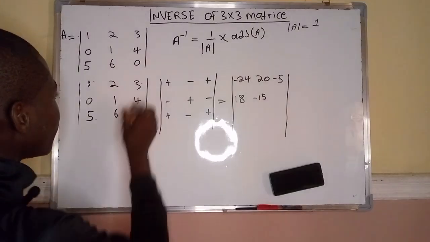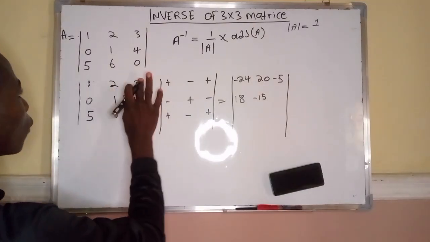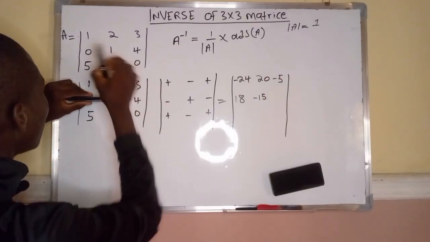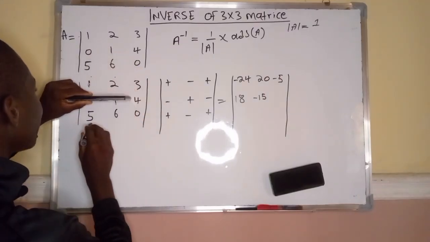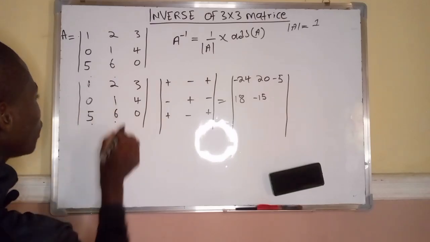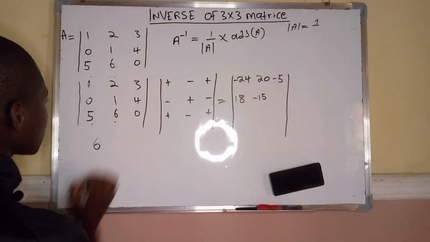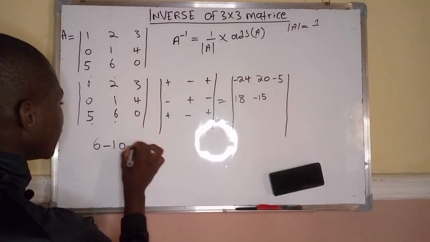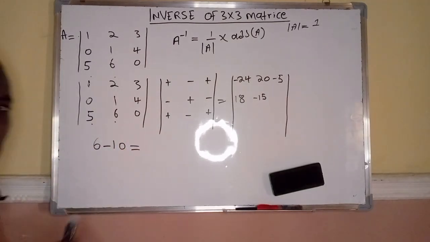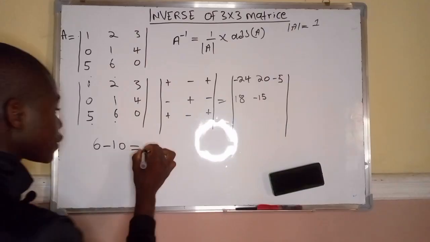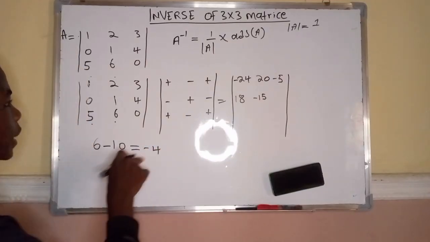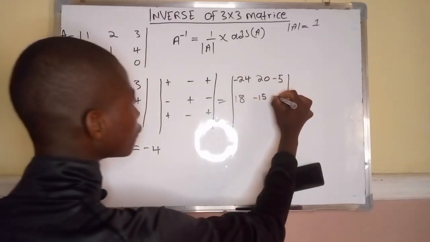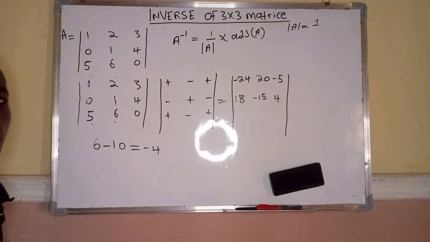So therefore, the minor of 4. I will delete this, I will delete this. I'm having 1, 2, 5 and 6. 1 multiplied by 6, I will have 6 minus 5 multiplied by 2, which is 10, which is equal to 6 minus 10, I will have negative 4. So negative 4 multiplied by the negative sign, I will have positive 4. So therefore, the value is 4.